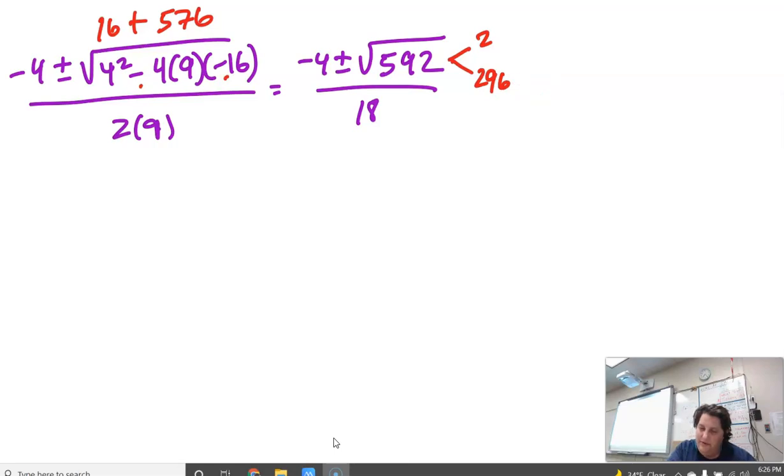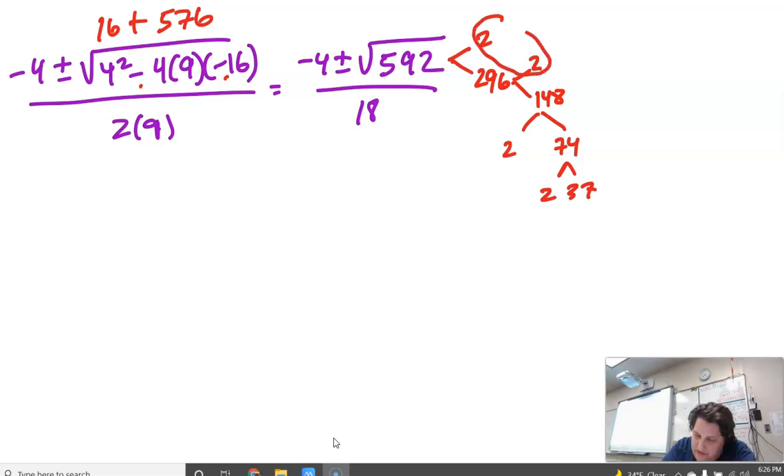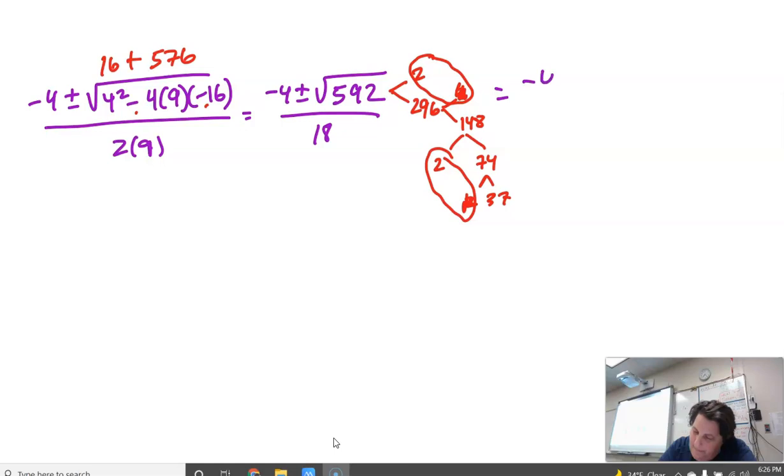I don't know why I put it that way. Hold on. Divided by 2 is 148. I'm going to start making it go down like this or I'm going to run out of room. 148 divided by 2 is 74. 74 divided by 2 is 37. So I have a pair of 2's here and a pair of 2's here. All right? So 2 times 2 is 4. So I end up getting negative 4 plus or minus 4 square root of 37 over 18.